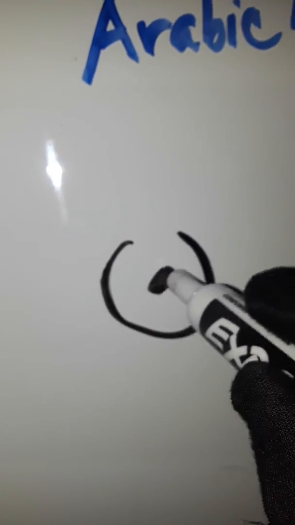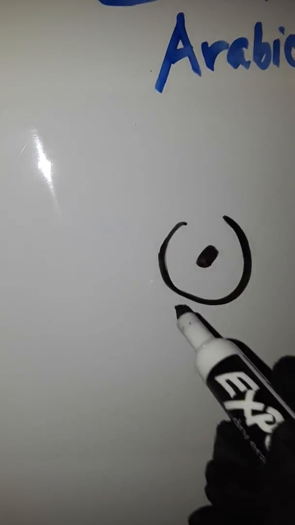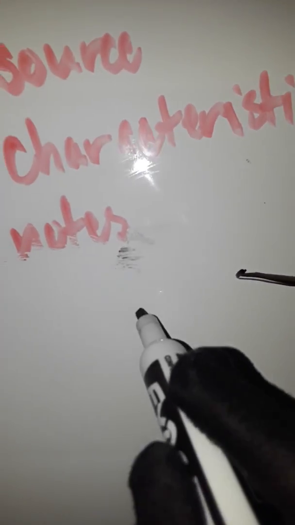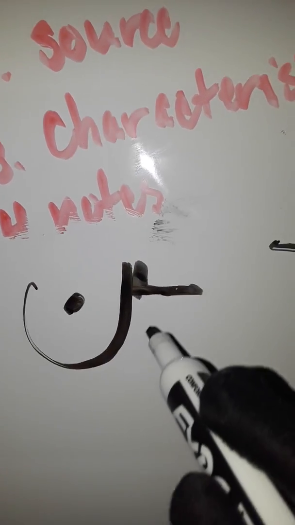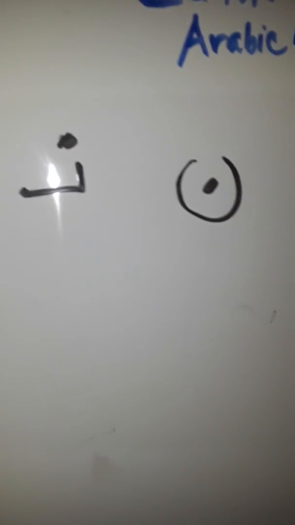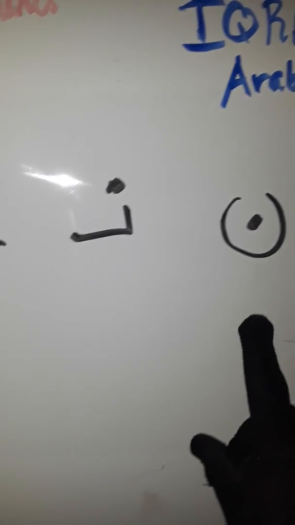So the next letter, again, is also very easy. This one is noon. That's how it looks by itself. That's how it looks in the beginning. This is how it looks in the middle. Oh, and that's how it looks at the end. So the identifying characteristic is that sometimes it's roundish, but mainly it's just a dot at the top. That's the easiest way. A dot at the top, always going to be a noon.